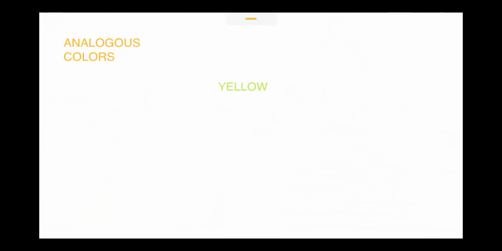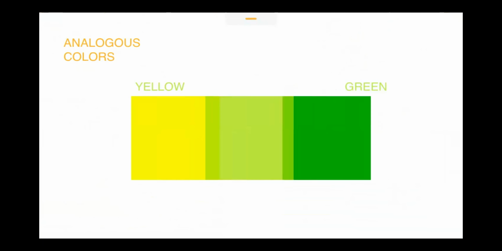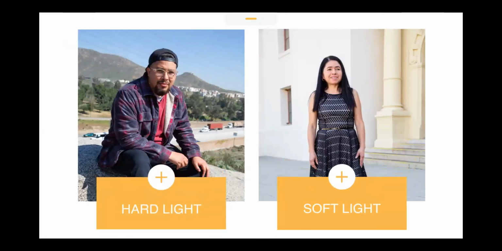In analogous relationships, on the other hand, two colors on the color wheel are next to each other. For example, yellow and green. These types of color combinations bring a sense of harmony and calm when used together. The type of light falling on a subject also has an effect on color. Hard light makes colors brighter and more saturated, while soft light can bring out a more subdued pastel tone to a color.